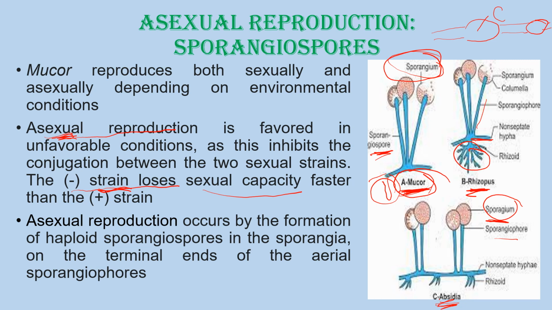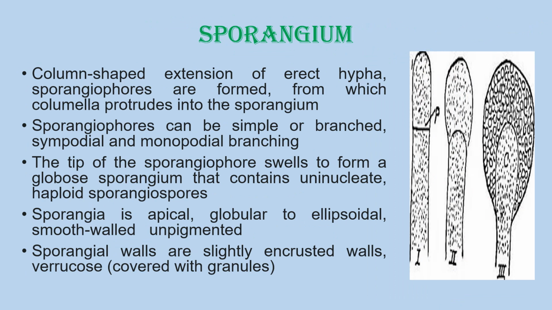So the sporangiospores develop as a vertical aerial branch from the aerial hyphae. These vertical branches arise in cluster, and this branch is called the sporangiophore, the tip of which is called the columella, and this is the sporangium. So let's discuss this in detail in the next slide.